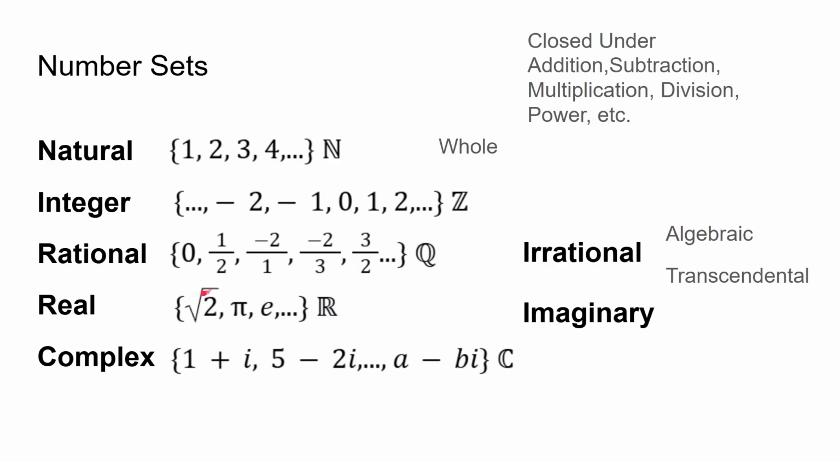For example, the square root of 2. Real numbers are closed under addition, subtraction, multiplication, and division, but they also aren't closed under powers. For example, the square root of -9, as we saw, is not a real number. Finally, the complex numbers. Complex numbers are closed under every single operation, because any number can be represented as a complex number.